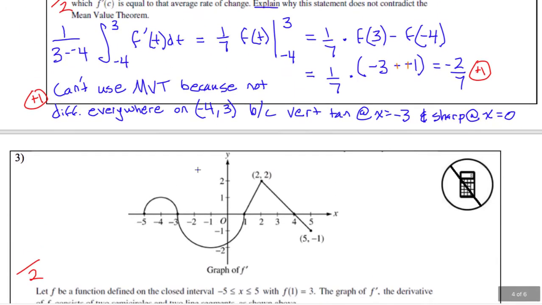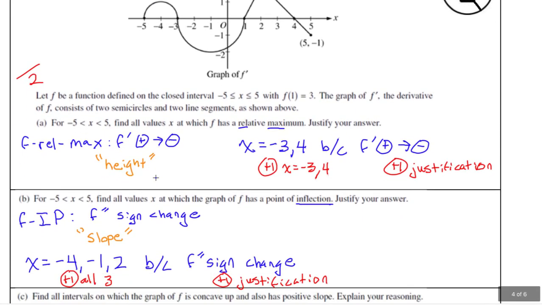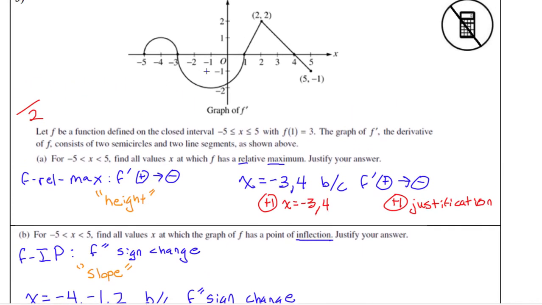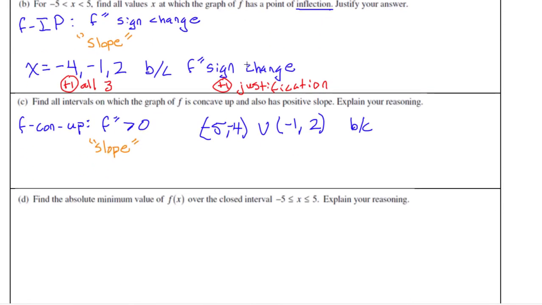So this has a positive... What am I talking about here? Now we have to have a height that's above the x-axis. So this is the definition of positive slope. What does it mean for f to have a positive slope? F double prime sign change.